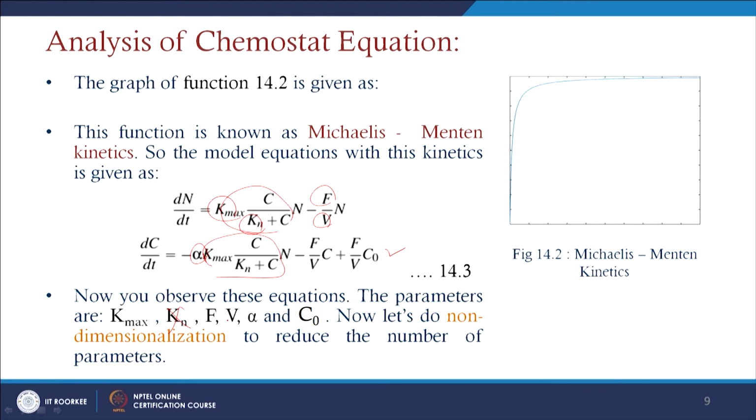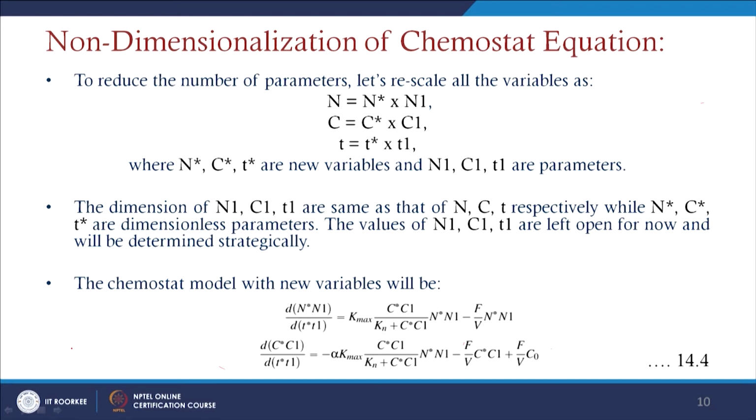Now, let us do this non-dimensionalization to reduce the number of parameters. We have discussed this non-dimensionalization in one of our earlier lectures, when we used the discrete logistic model. There we reduced the parameters from two to one. So, especially this non-dimensionalization is made to reduce the parameters. To reduce the number of parameters, let us rescale all the variables in the form n equals n star into n 1, and c equals c star into c 1, and t equals t star into t 1.